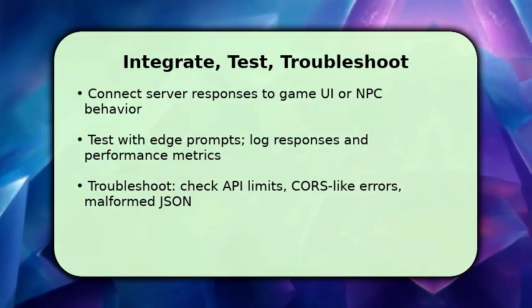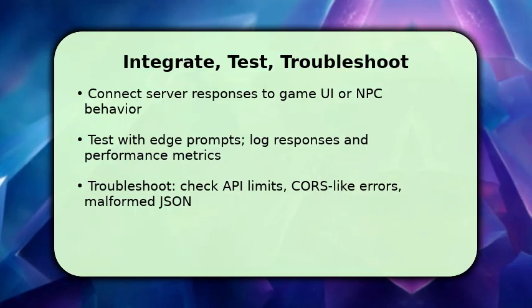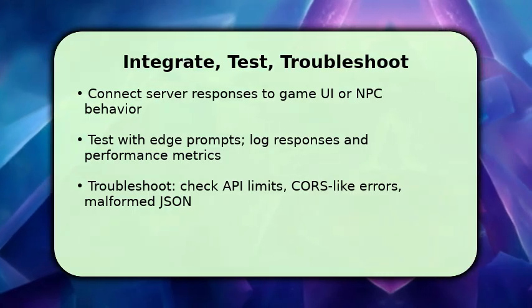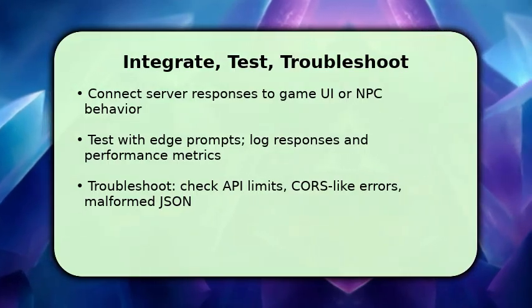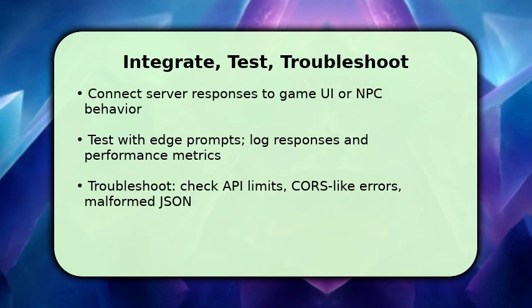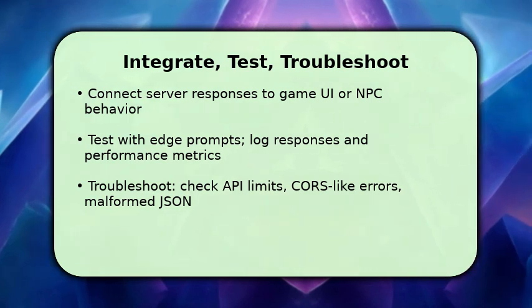If things go wrong, inspect logs, confirm API quotas, and validate JSON formatting. Often errors come from rate limits or malformed payloads. Finally, iterate prompt design and caching strategies to reduce calls.